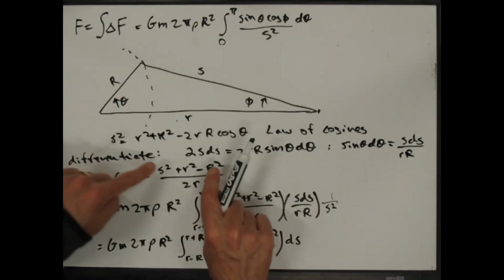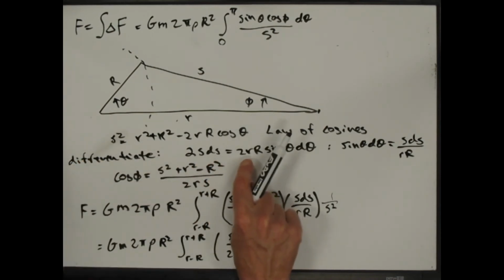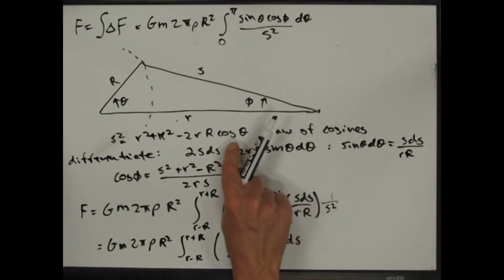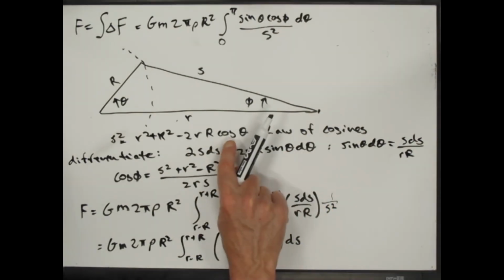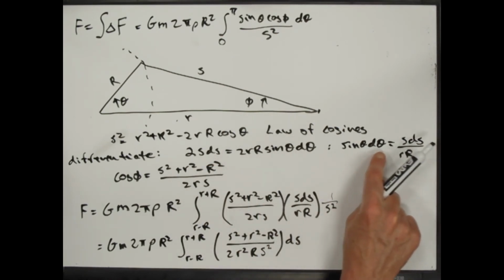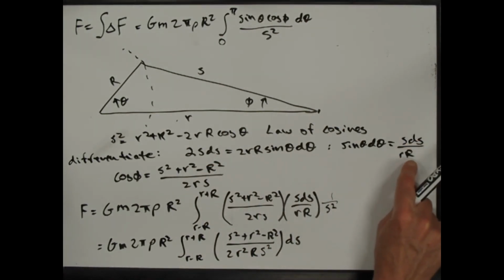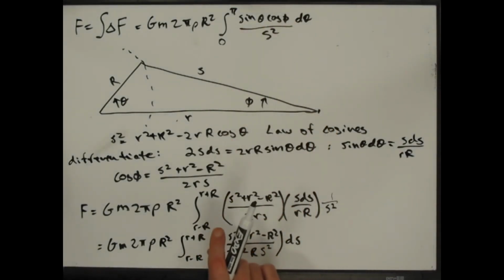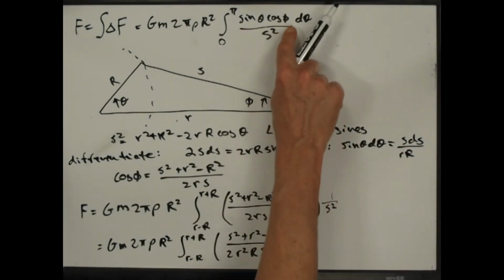And so when I differentiate these two, I get 2s ds on this side and 2 little r big R sine theta d theta when I differentiate minus cosine. And so the 2's cancel, and I get sine theta d theta is equal to s ds over r R. And so that takes care of sine theta d theta. It gets it in terms of s, and I have to do something with phi.